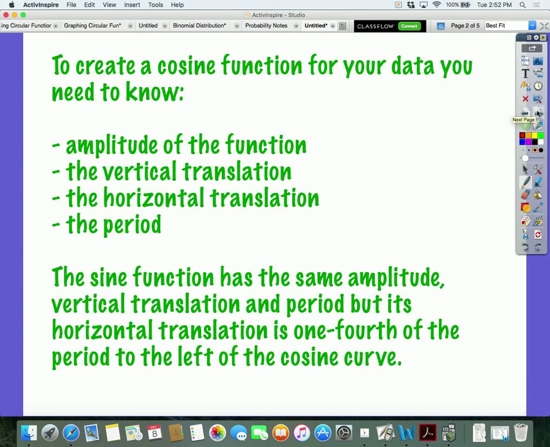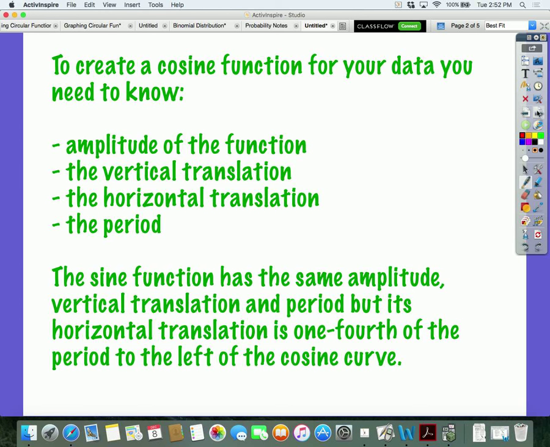To create a cosine function for your data, you need to know these four pieces of information, just like before: the amplitude of the function, the vertical translation, horizontal translation, and the period. Now the sine function has the same period, vertical translation, and amplitude, but its horizontal translation is 1/4 of the period to the left of the cosine curve.